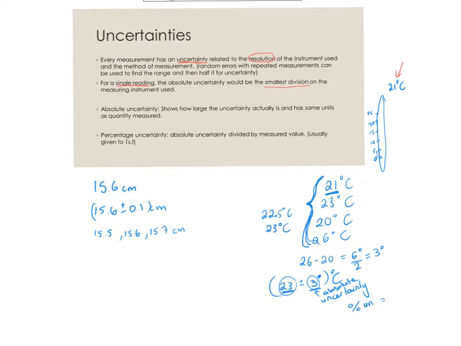So if that's the absolute uncertainty, then my percentage uncertainty will be 3 divided by 23 times 100. That will give me 13%. That's a very high percentage uncertainty. So obviously you can see from here that the values were far away from each other, so there was quite low precision in these repeated measurements.